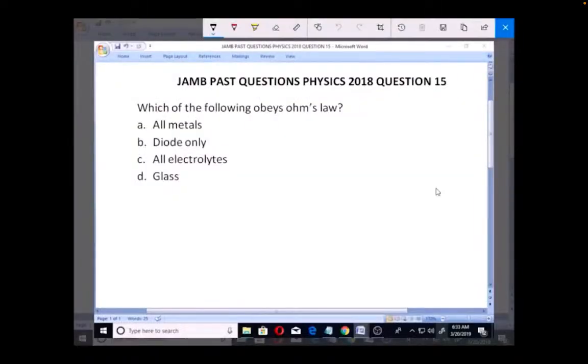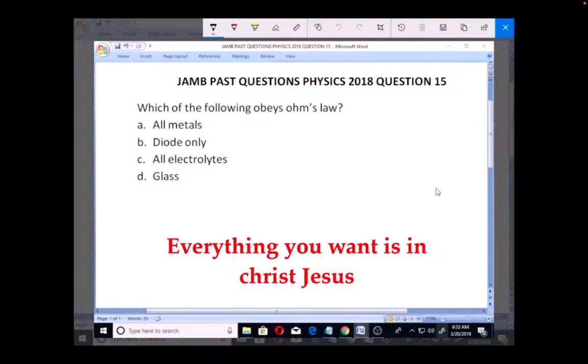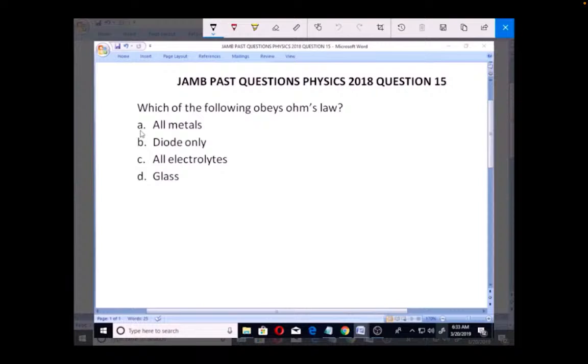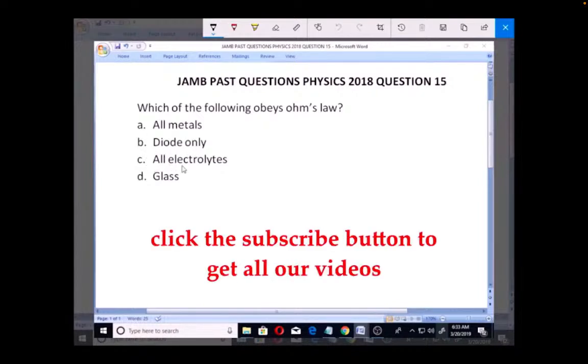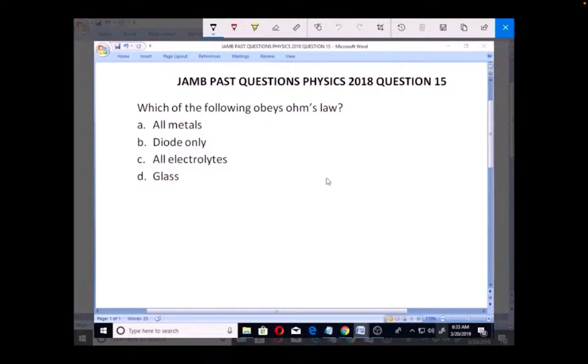Let's look at this JAMB past question, physics 2018. Question number 15. Which of the following obeys Ohm's law? Option A, all metals. B, diode only. C, all electrolytes. D, glass. Now, we should always know that whenever you talk about Ohm's law, it has to do with metals.